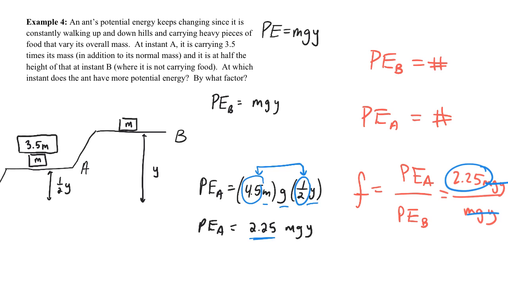Okay, so the mgy drops off here and here, and my factor of increase is simply 2.25. This is really important that you recognize this. This is right out of your math class. Factor of increase is not by how much it goes up. A lot of you made mistakes on the lab. That's why I'm pointing this out.